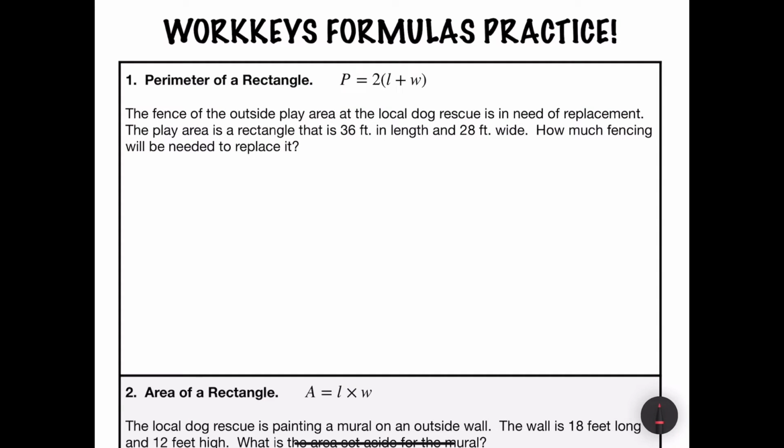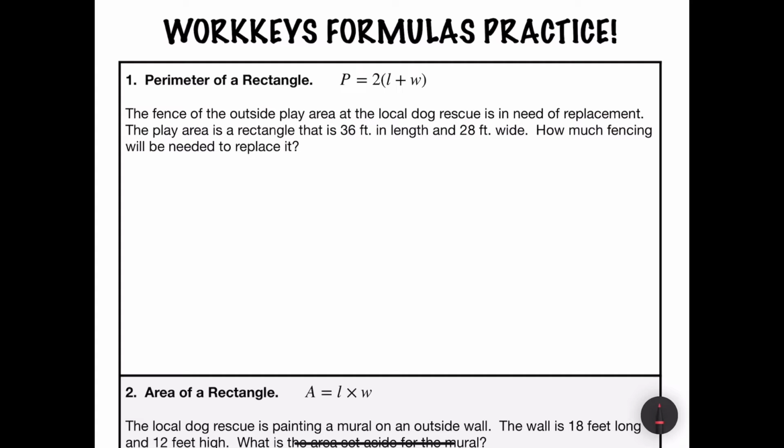Problem number 1 is the formula for the perimeter of a rectangle. It says P equals 2 times length plus width. The problem says the fence of the outside play area at the local dog rescue is in need of replacement. The play area is a rectangle that is 36 feet in length and 28 feet wide. How much fencing will be needed to replace it?